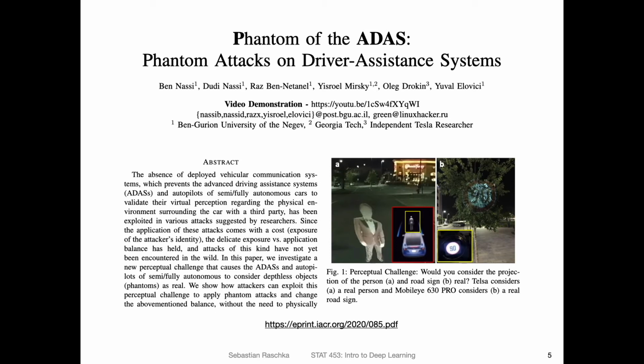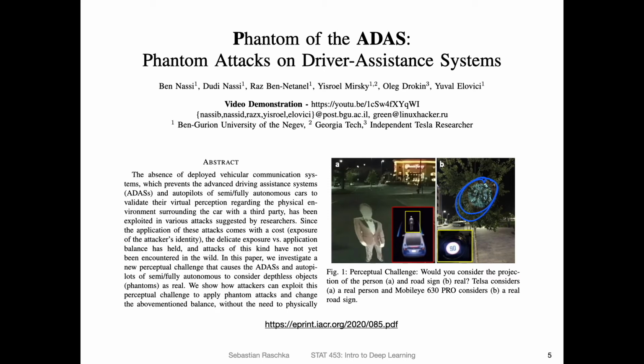And this paper also highlights some of the issues with that system. I'm not sure if this is already fixed, but in any case, what's going on here is that the authors try to fool the autopilot system. So what they did is they projected, let's say, street signs onto trees. And that was essentially fooling the system into thinking that this is actually a real street sign.